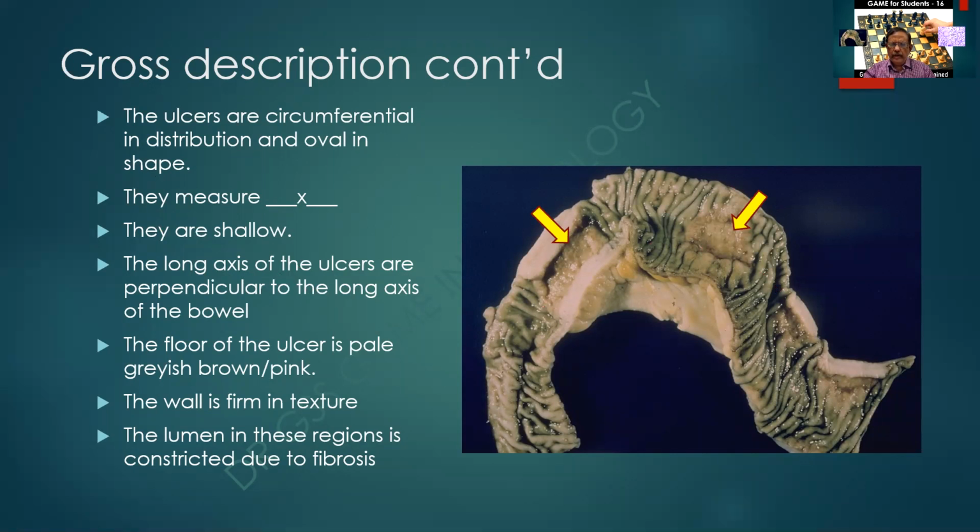Why this happens is because there is always a circumferential rim of lymphatics. From here, there will be a circumferential rim of lymphatics along which the lesion spreads. Therefore, the lesion is also circumferential with the long axis perpendicular to the long axis of the bowel. The wall is firm in texture and that is because of fibrosis. And the lumen is constricted in these regions. I am able to see a constriction here also because of fibrosis. So remember these words, shallow ulcers, long axis is perpendicular and it is firm in texture.